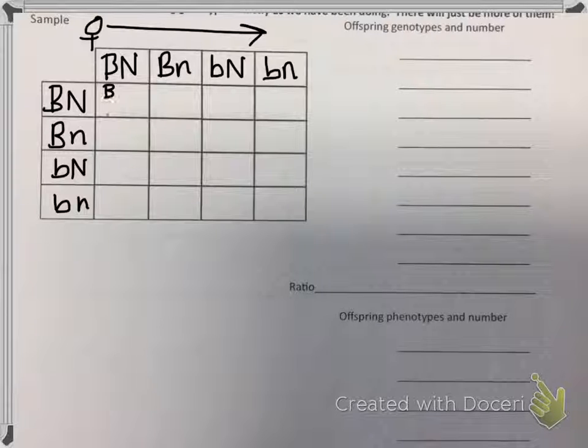Now, to calculate the possible combinations for their offspring, we're going to do the same thing we've been doing, but we're going to reunite the alleles for each trait. So we've got big B, big B, big N, big N. Big B, big B, big N, little n. Big B, little b, big N, big N. Big B, little b, big N, little n. I feel like I'm in a Dr. Seuss book.